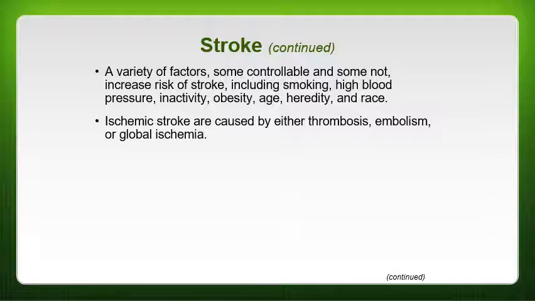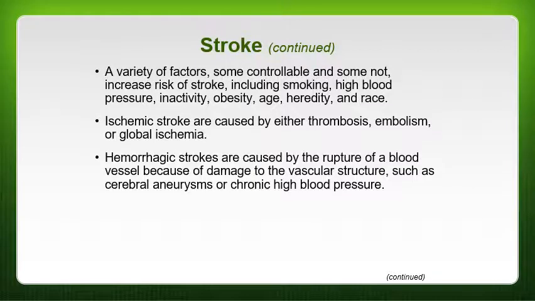So, the thrombosis will form in the brain. The embolus is going to travel through the bloodstream and kind of lodge itself in the brain. The global ischemia is usually going to occur because of whole body ischemia from a heart attack or from some sort of catastrophic loss of blood pressure. So that would be another reason that would cause that.